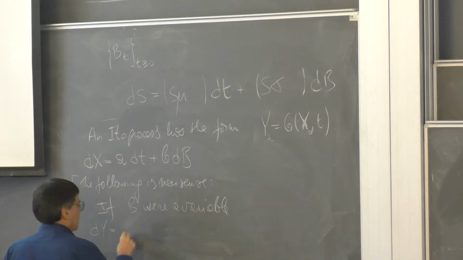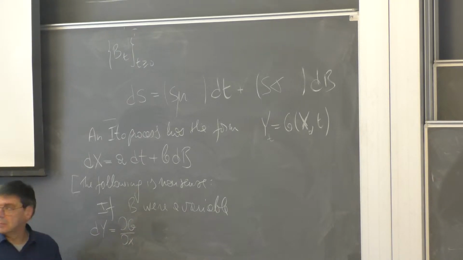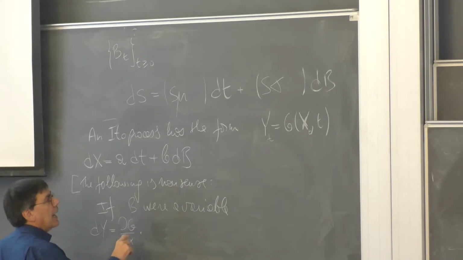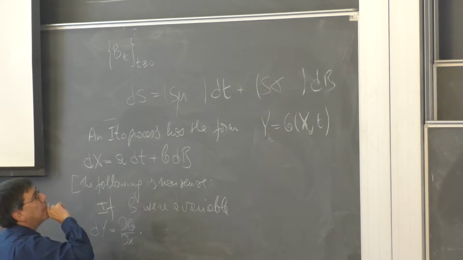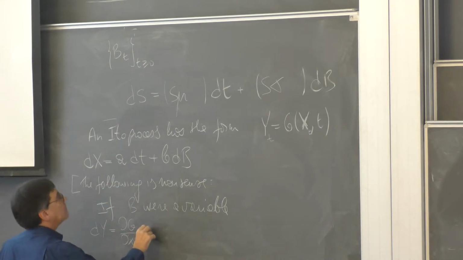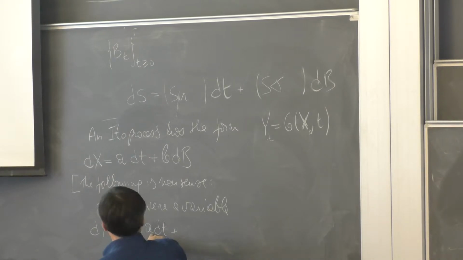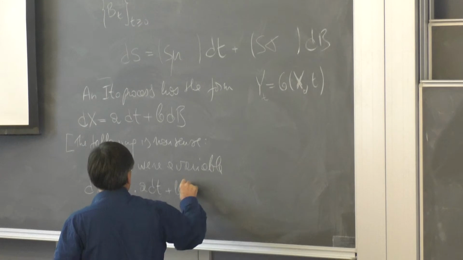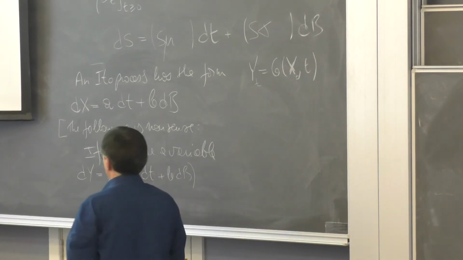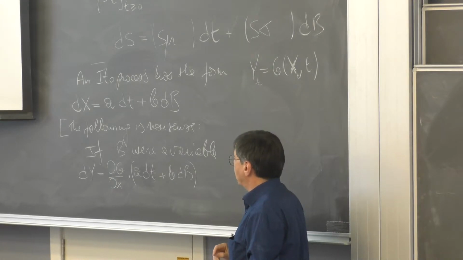So let's measure that. There's going to be the sensitivity of g with respect to the first variable, the partial derivative of g with respect to x. And now there's going to be the change in x with respect to time. So if x is of that form over here, we're going to have an a dt. And there's also going to be a change in x which comes from the second term over there, b dB. Okay, so that's one reason why y, which is a function g of x and t, is changing.